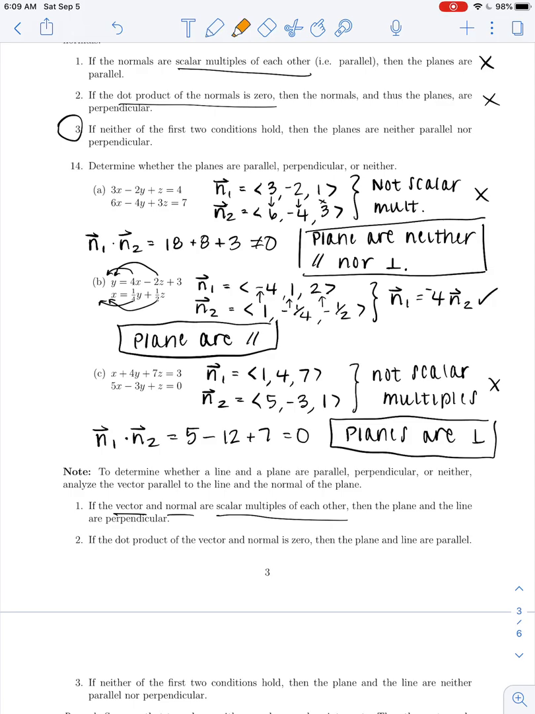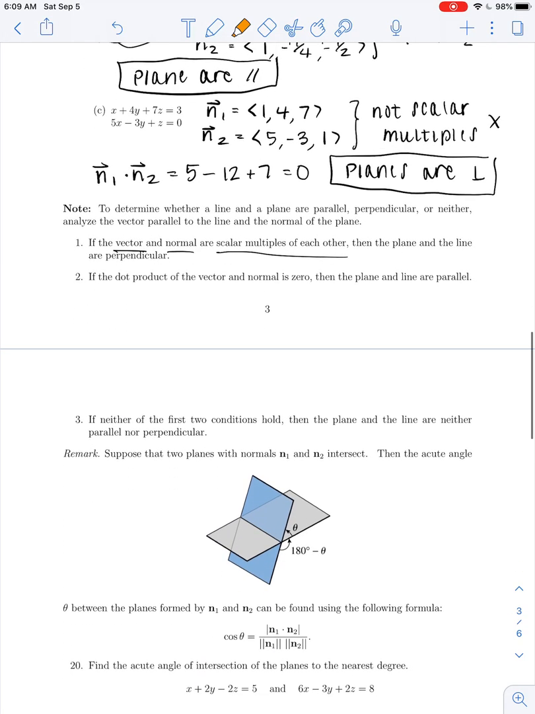This is distinctly different than what we talked about with two planes, right? So I'm going to highlight that up above. Up there, if the normals were scalar multiples, then those two planes were parallel. Down here, with a line and a plane, it's opposite. If the vector along the line and the normal perpendicular to the plane are scalar multiples, then that line and plane are perpendicular.